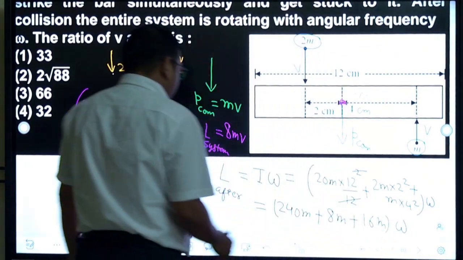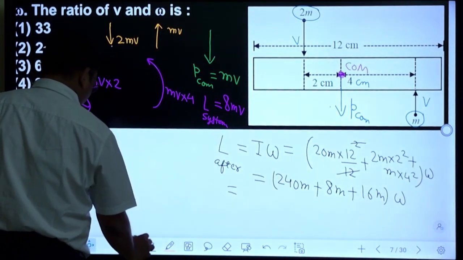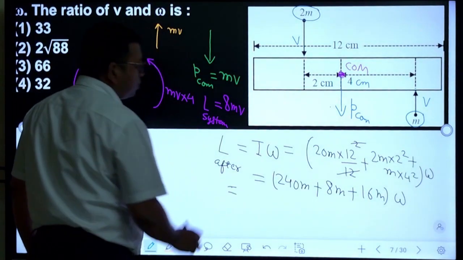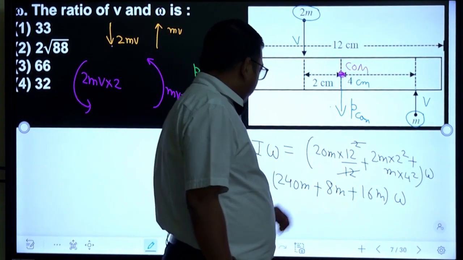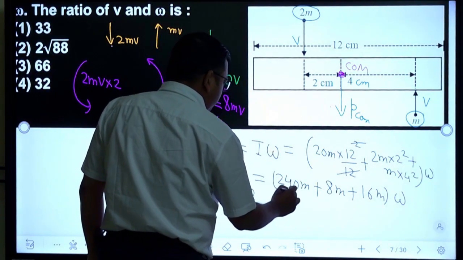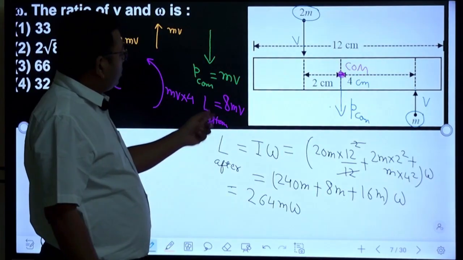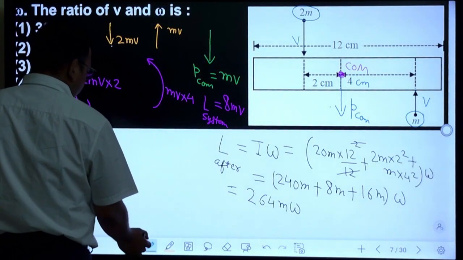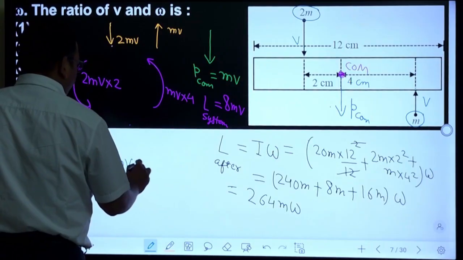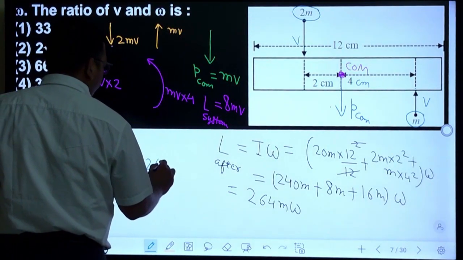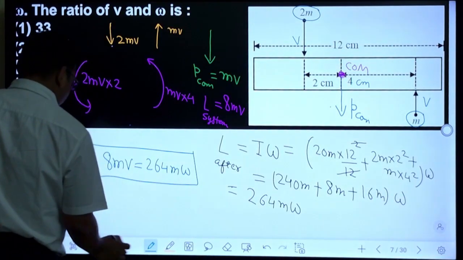How much does this come to in total? Check out how much it comes. What is the total value? So this is 8 plus 16, 24. You add 24 here, so 264 m omega. Now because angular momentum is conserved, we can equate them. Both of them you equate. So you will get 8 mv is equal to 264 m omega. So we are getting this condition from here, right?